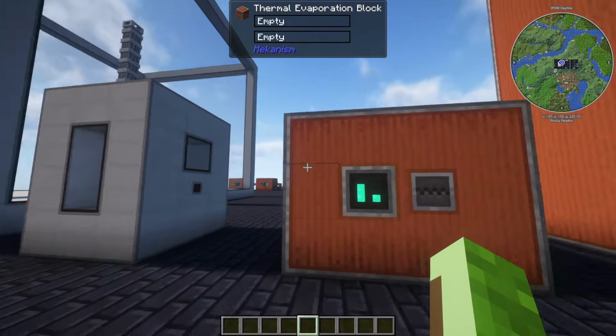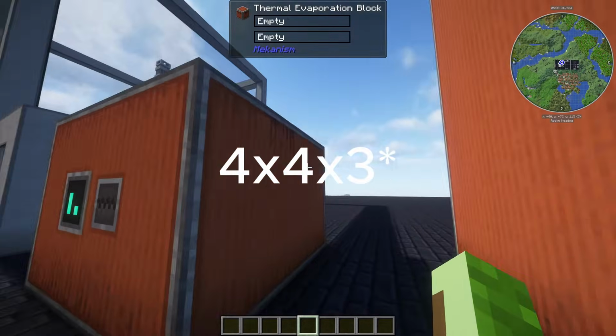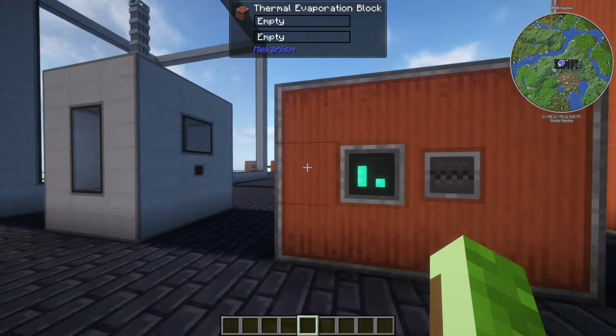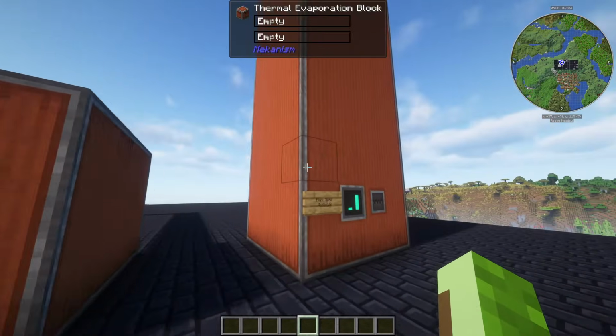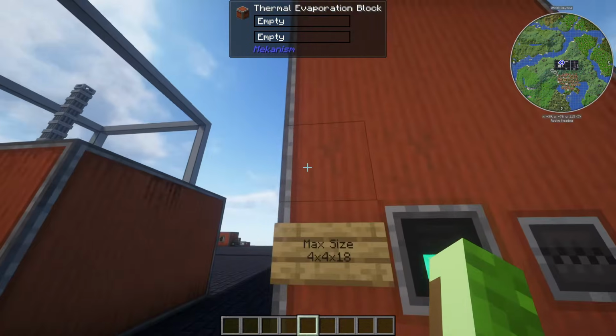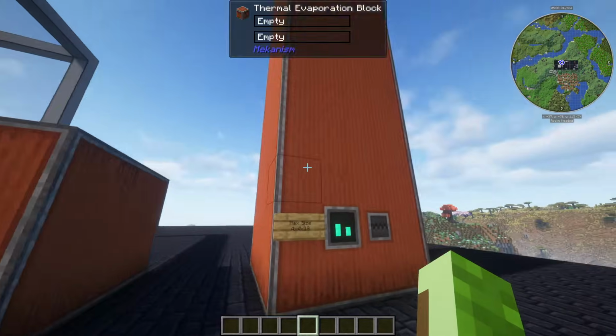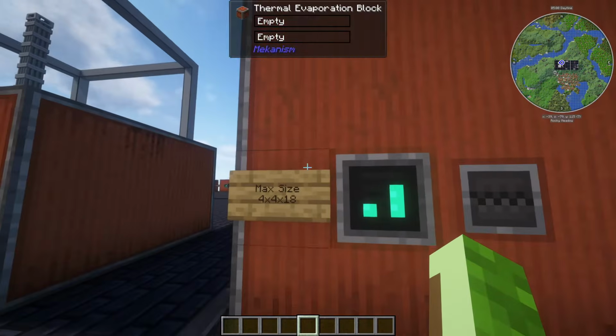For the thermal evaporation plants, the minimum is obviously 4 by 3 by 4, or I guess it would be 4 by 4 by 3 because it's 3 blocks tall. And then the maximum size is 4 by 4 by 18. So it's the same width and length as this one, but the height is obviously 18 blocks tall.